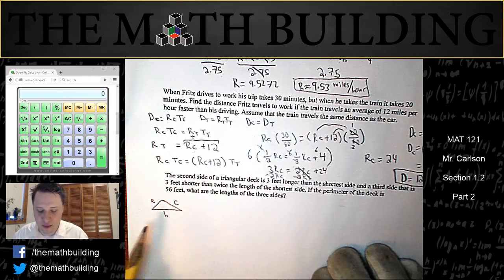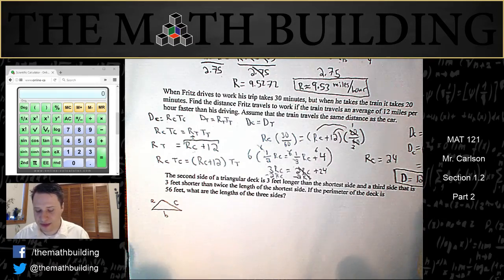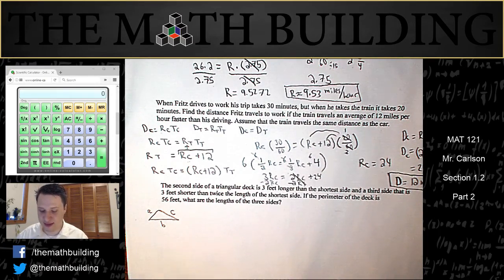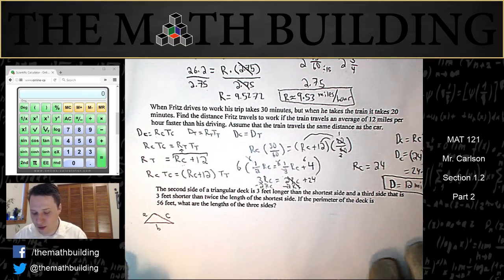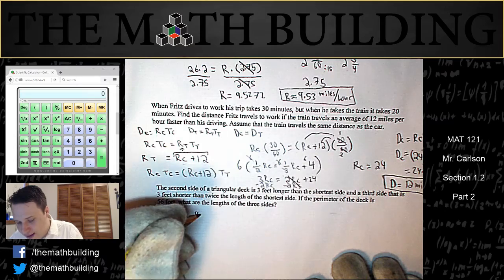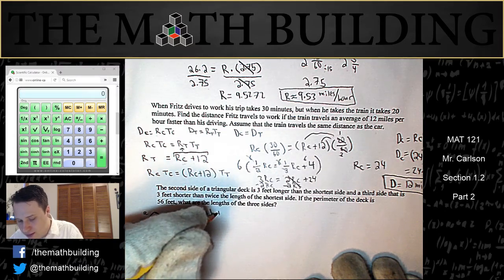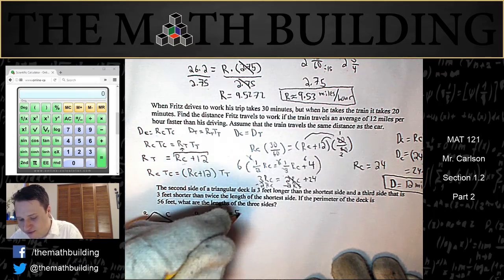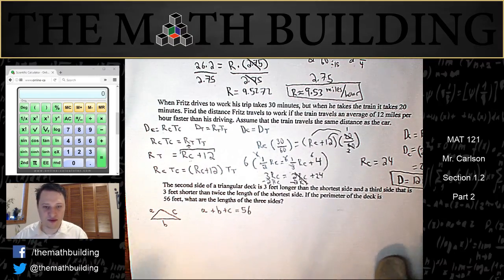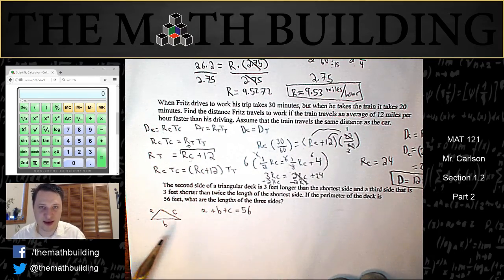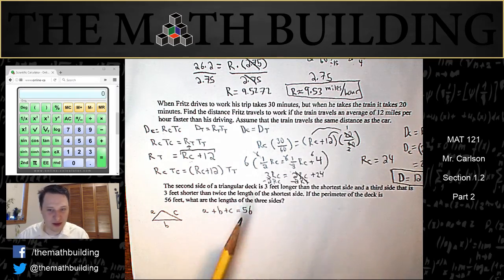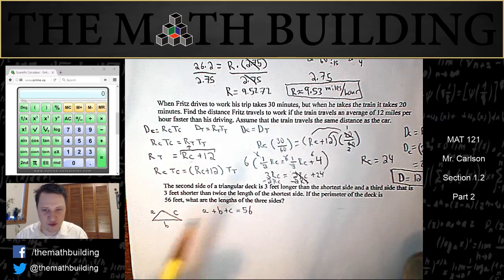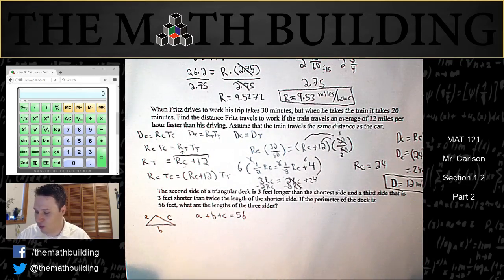We want to know what are the lengths of this deck, and we need an equation to do that, and they tell us that the perimeter is 56 feet. So your first equation just falls in your lap. It's A plus B plus C equals 56. Because the perimeter is all of the sides added together, the distance around the shape. A, B, and C could have a lot of different values to make this true, so we need to use the rest of the information in the problem to find the actual lengths.